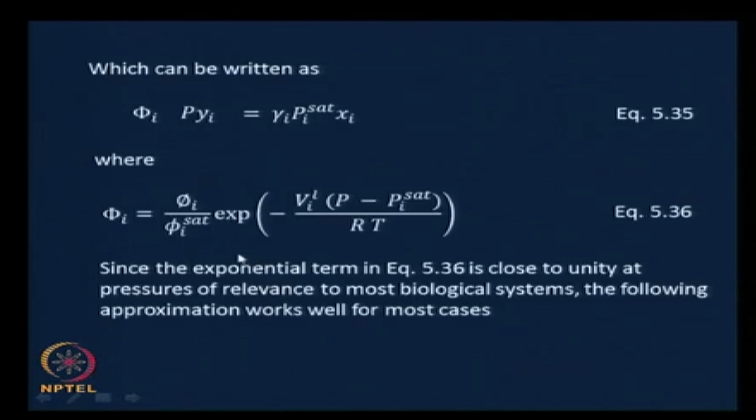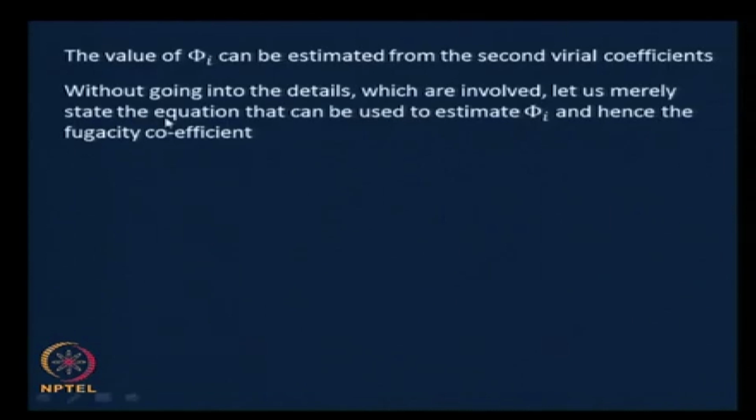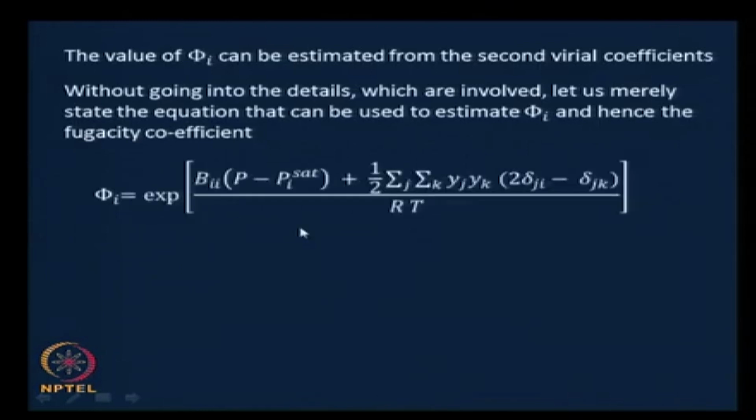We also recognize that for most biological systems at pressures that are normal, this term pretty much becomes 1, and therefore phi I becomes phi I by phi I sat, and therefore we could substitute it back into this to get gamma I from VLE data. VLE is vapor liquid equilibrium data. And we also saw that phi can be estimated from the second virial coefficients. We did not derive this, I just said that I am going to give you expressions so that you could use this if these values become available in terms of tables and so on.